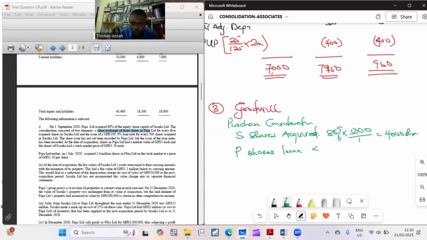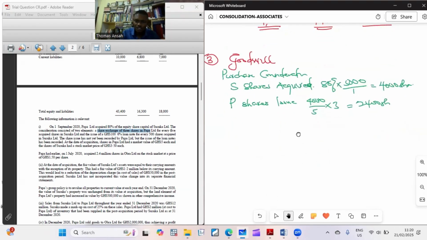So you bought 4,000 shares for every 5 shares that you acquired, you are giving 3 of your own. So 4,000 divided by 5 multiplied by 3 gives you 2,400 shares. So you, the parent, use 2,400 shares to acquire the 4,000 shares.